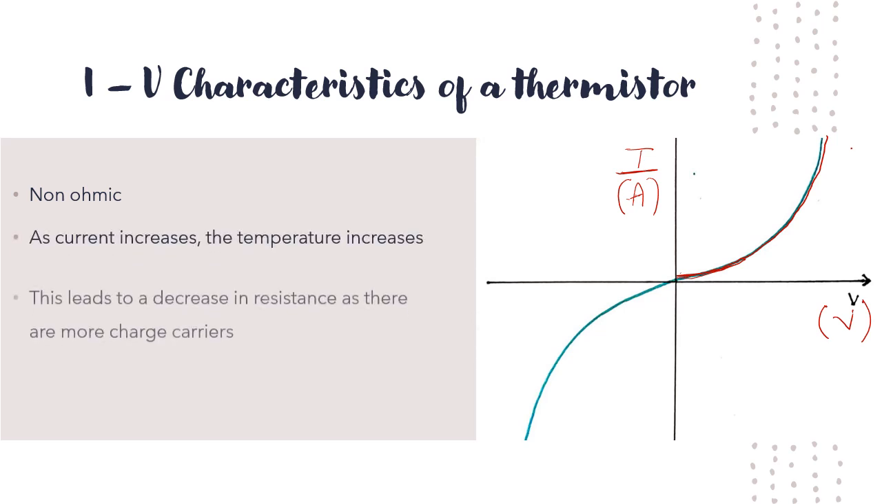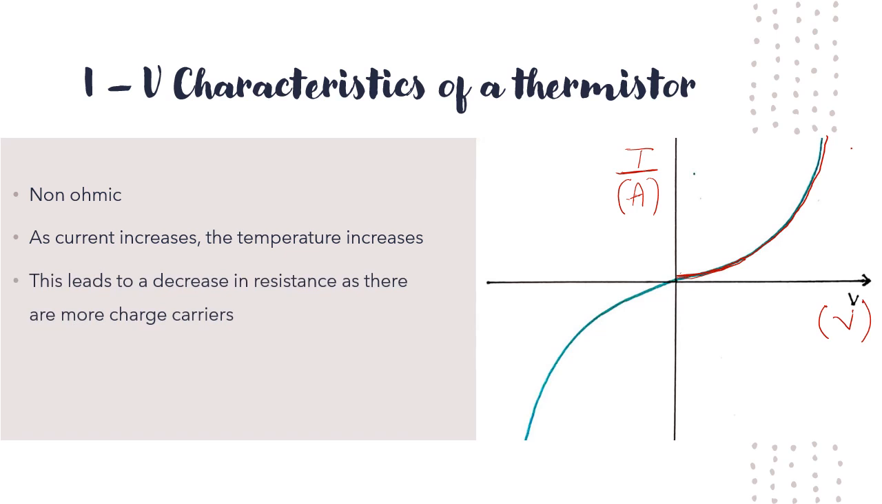And the more the charge carriers, that means less resistance. Now there are more electrons to carry the current, so there would be less resistance. So this is what happens in a thermistor. As current increases, the temperature of the thermistor increases, and this increase in temperature leads to an increase in the number density of electrons, which then decreases the resistance.